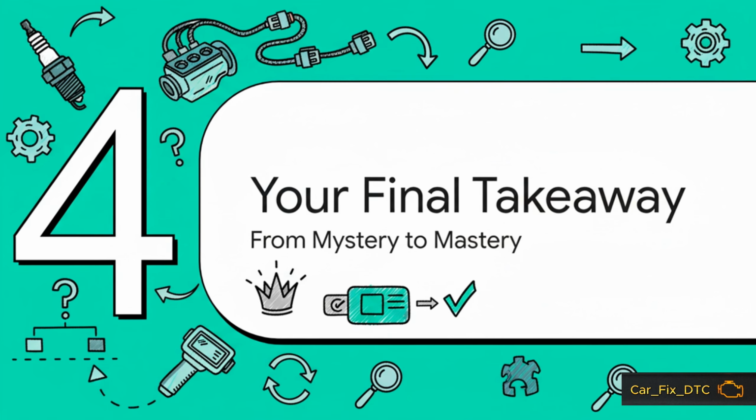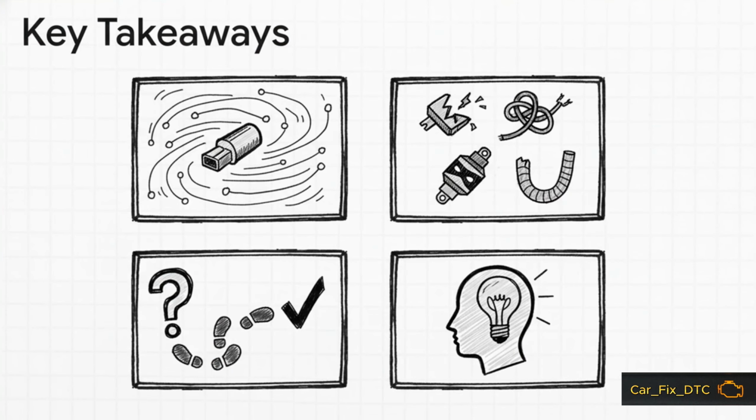So let's just do a quick recap of the most important takeaways here. So what's the bottom line? Remember this, P0113 is all about that IAT sensor circuit. You've got 4 primary suspects, from the sensor itself to a simple air leak. The absolute key is being systematic in how you check for them. Honestly, just understanding what the code means is half the battle, and it's the first real step to fixing it with confidence.